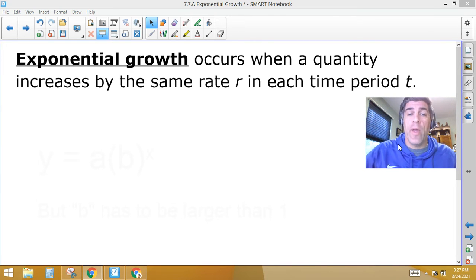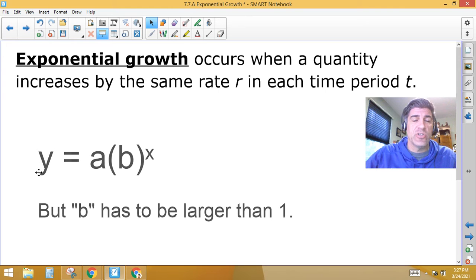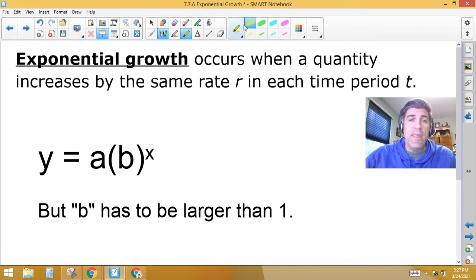It's growing. Okay, so here's an exponential function. Y equals a times b to the x. All right. That's an exponential function. In order for it to be exponential growth, our b value has to be larger than 1. So if you're looking at your b value, the number with the base with the exponent, and that's bigger than 1, it's going to be growth. Exponential growth, that is.